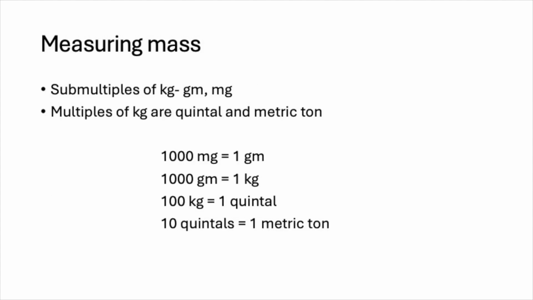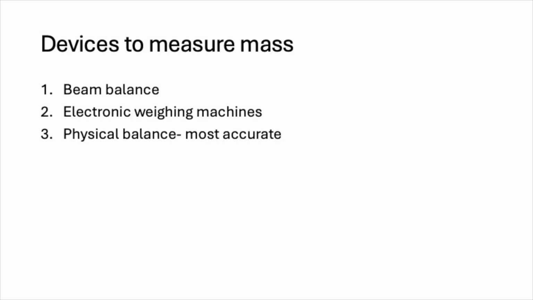Measuring mass. The submultiples of kilogram are gram and milligram. Multiples of kilogram are quintal and metric ton. 1000 milligrams is 1 gram, 1000 grams is 1 kg, 100 kg is 1 quintal, and 10 quintal is 1 metric ton. Devices used to measure mass are beam balance, electronic weighing machines, and physical balance, which is the most accurate.